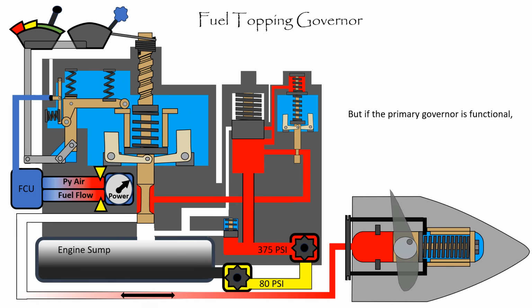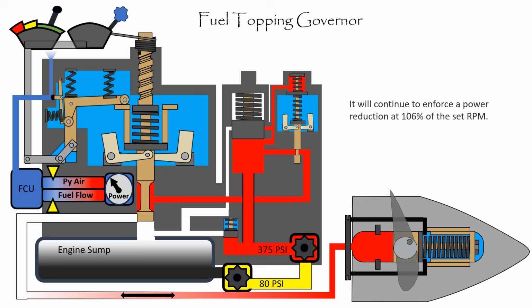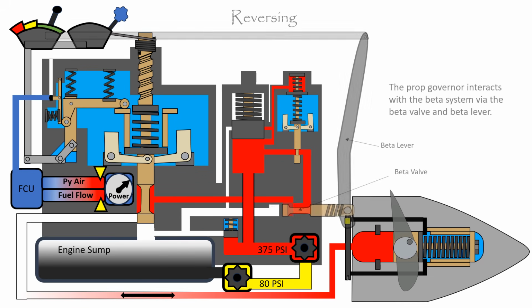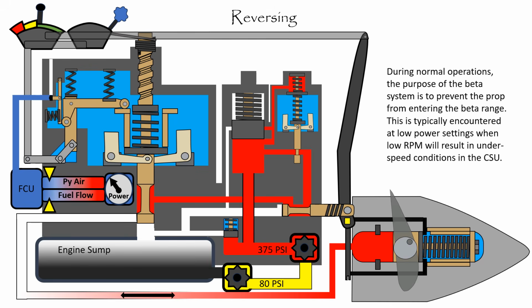But if the primary governor is functional, it will continue to enforce a power reduction at 106% of the set RPM. The next feature of the PT6 prop governor is the ability to use reversing function. This is accomplished by the use of the beta system. The prop governor interacts with the beta system via the beta valve and beta lever. During normal operations, the purpose of the beta system is to prevent the prop from entering the beta range.